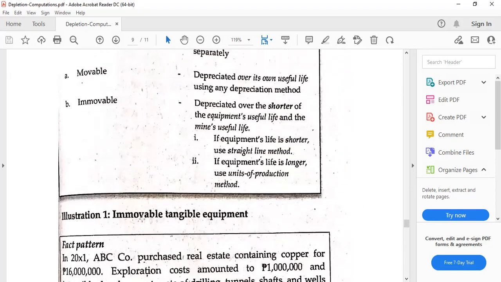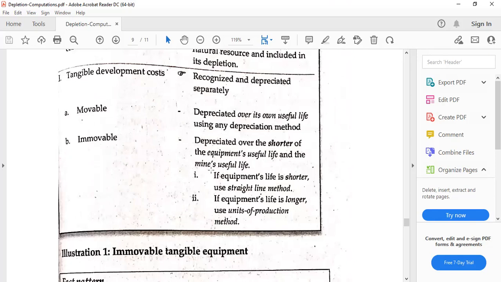Let me go to the table. For immovable, we are going to depreciate over the shorter of the equipment's useful life and the mine's useful life. For example, if the equipment's life is 10 years, but the time that we can make use of and extract resources from the mine is estimated to be 12 years, therefore we have to use the equipment's useful life, and with that, we use the straight line method. While if the equipment's useful life is longer, let's say 12 years, and the mine is 8 years, we use the 8 years and use the units of production method that we have discussed for our wasting assets.